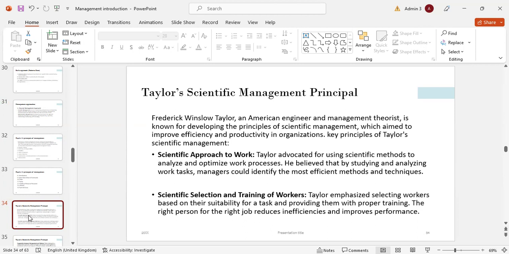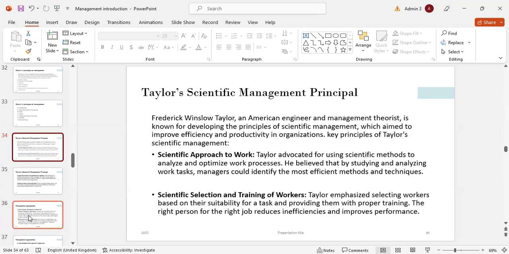Scientific selection and training of workers. Taylor emphasized selecting workers based on their suitability for the task and providing them with proper training. The right person for the right job reduces inefficiencies and improves performance.